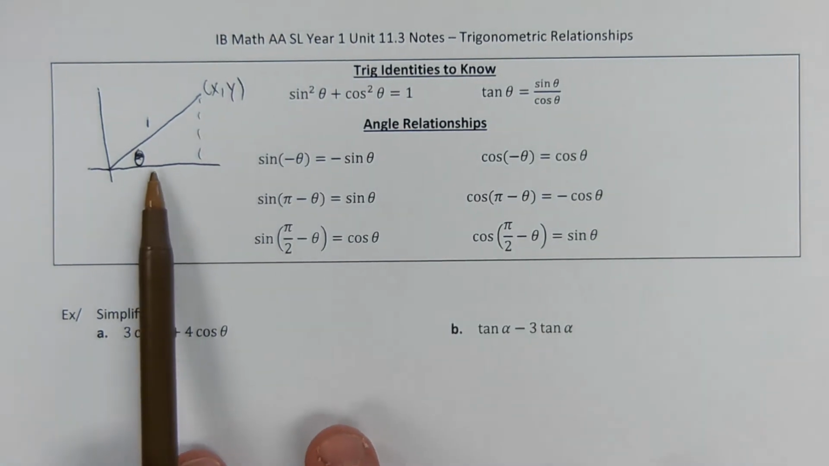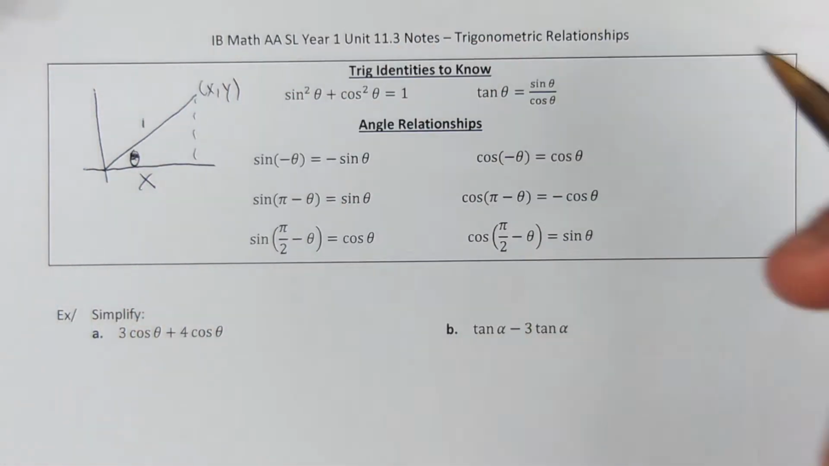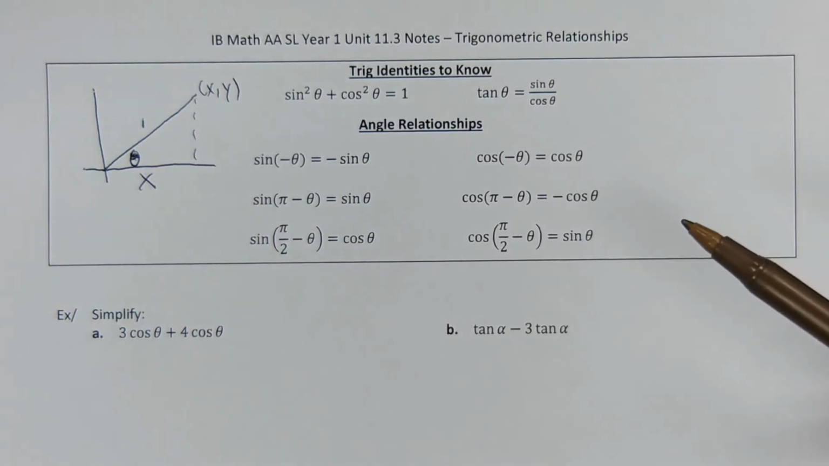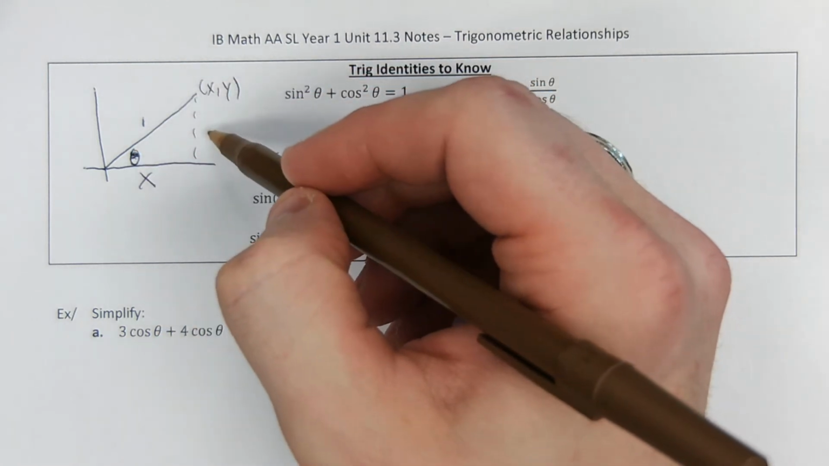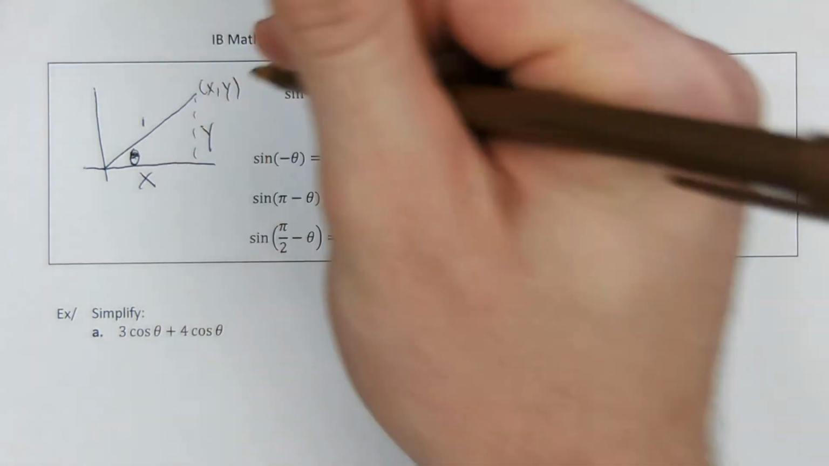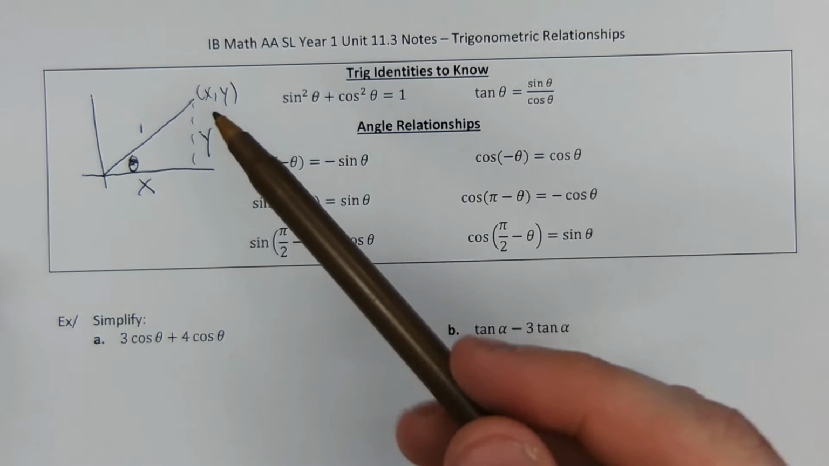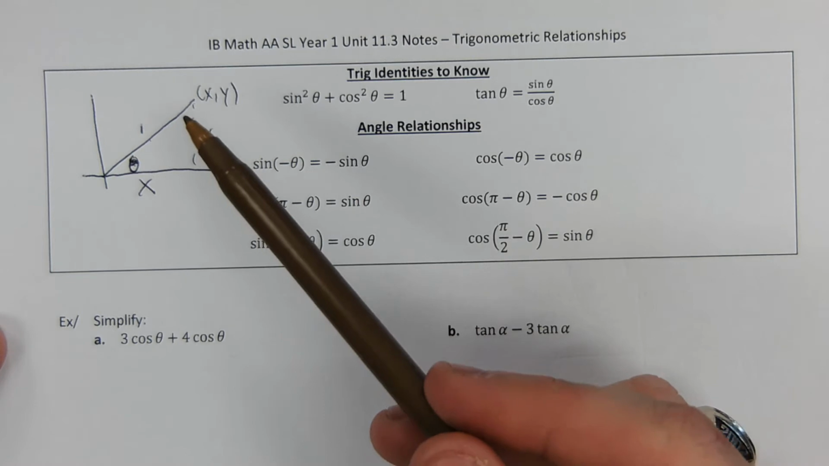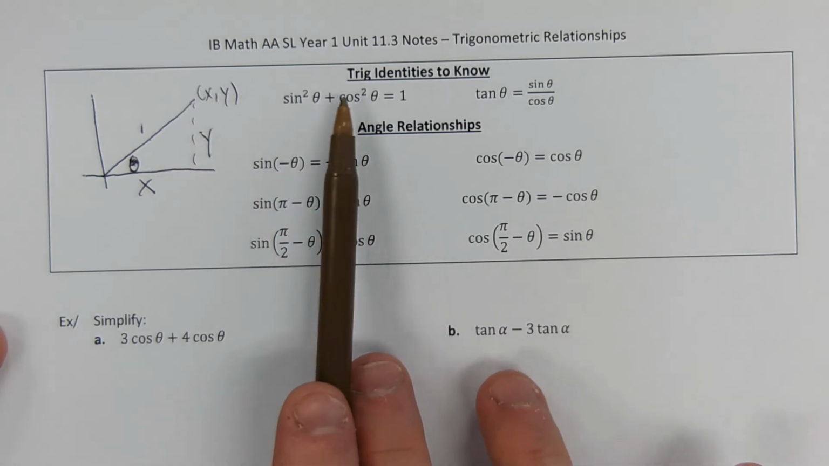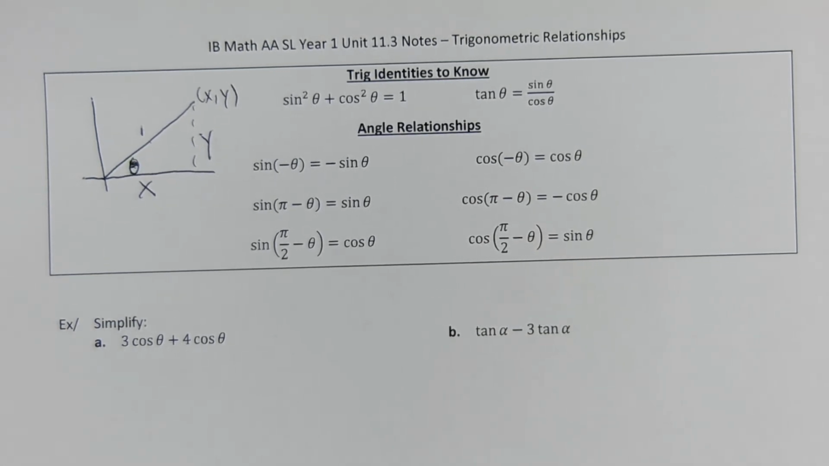If you recall, we said that cosine of theta is x over r, so x over 1. So cosine of theta is x. And sine of theta is opposite over hypotenuse, or y over r, which is y over 1. So sine of theta is y. So instead of saying x squared plus y squared equals 1, we say sine squared plus cosine squared equals 1. There it is. It's just the Pythagorean theorem of the unit triangle in quadrant 1. Boom.